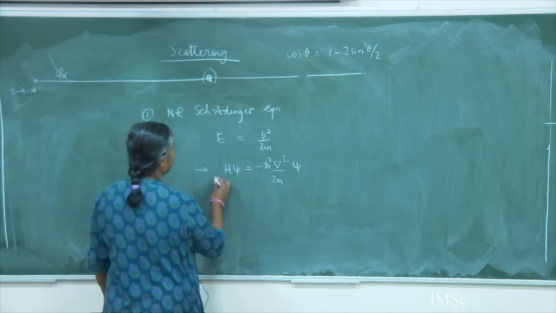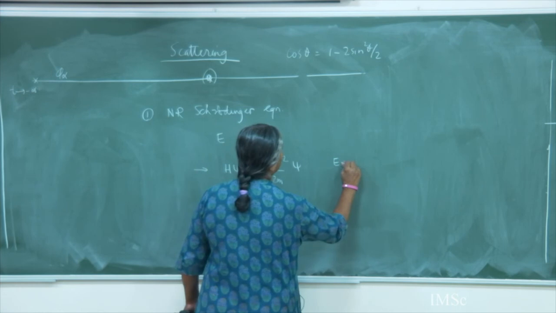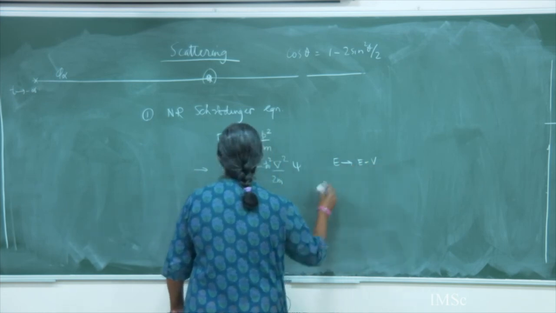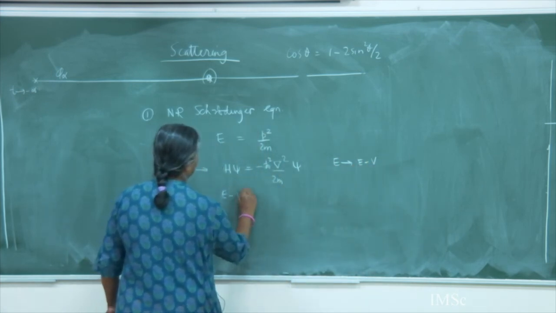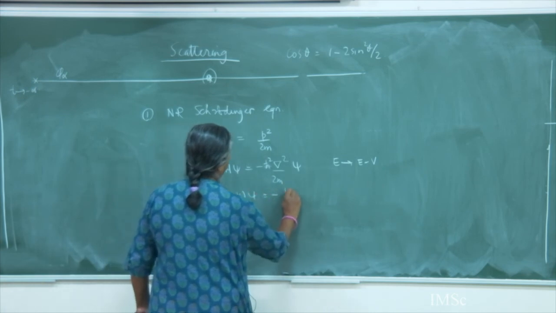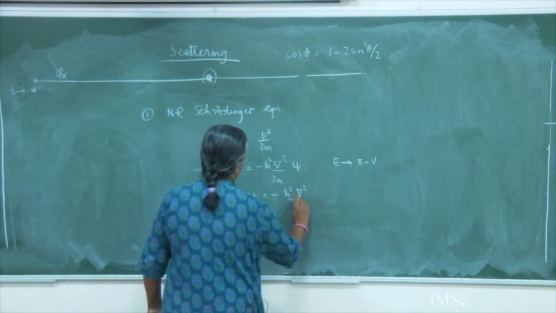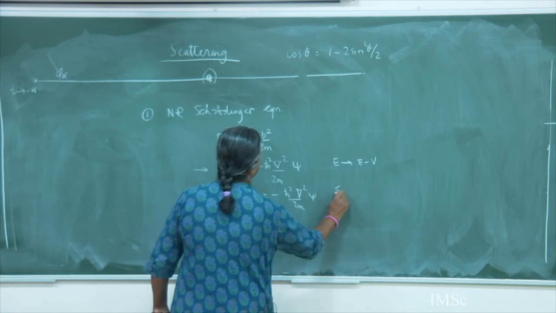In the presence of a potential, E goes to E minus V. So I get E minus V psi is equal to minus H cross squared del squared. And this is called Schrodinger equation.